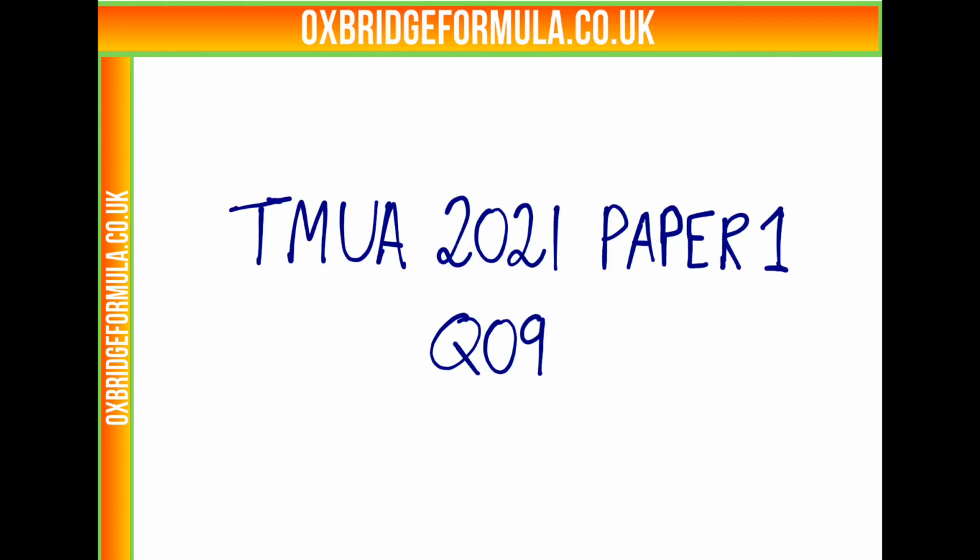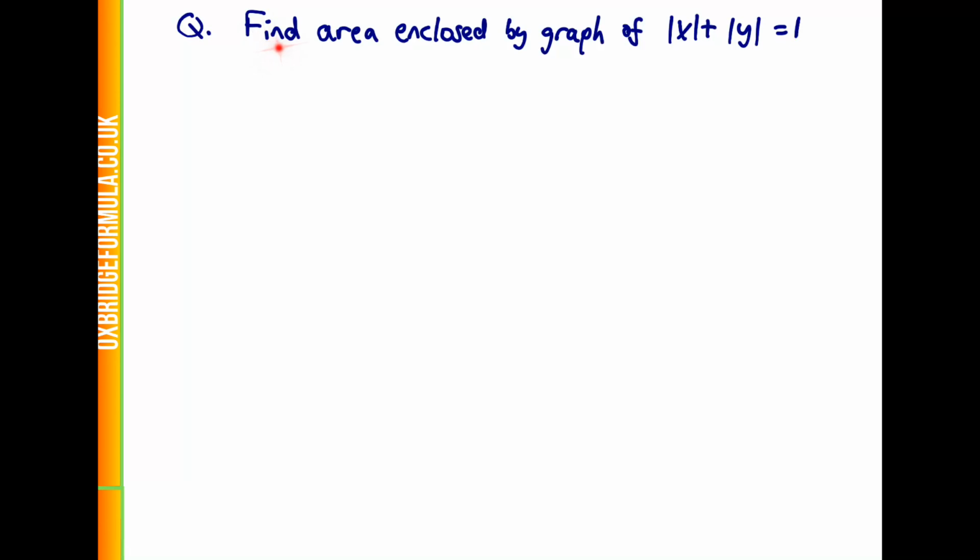This is TMUA 2021, Paper 1, Question 9. We want to find the area enclosed by the graph of |x| + |y| = 1. How might we do this? When you see area, you may think of trying to integrate, but why might that not work?